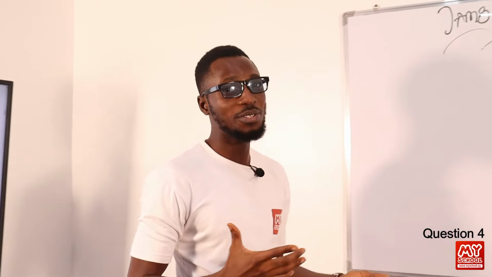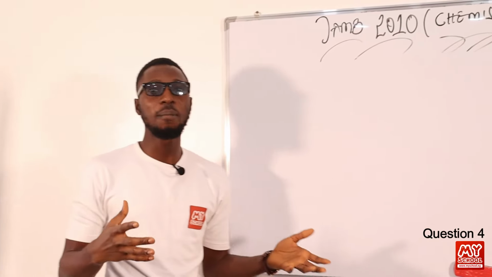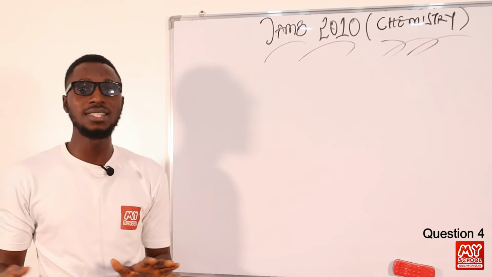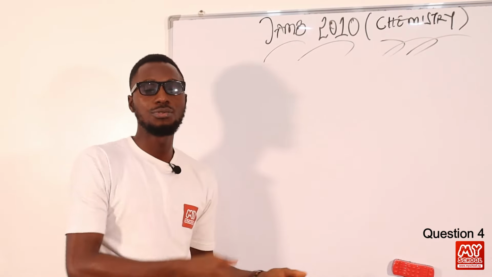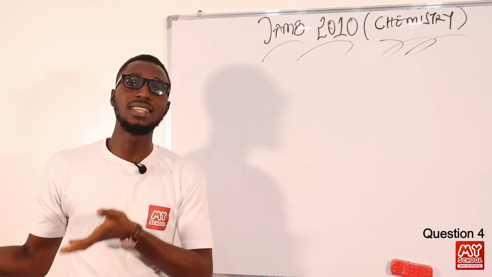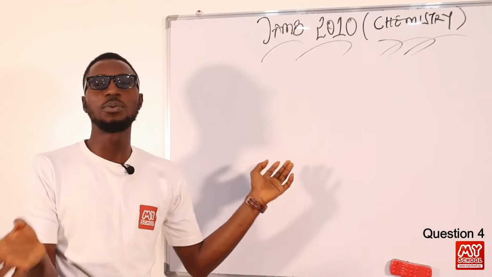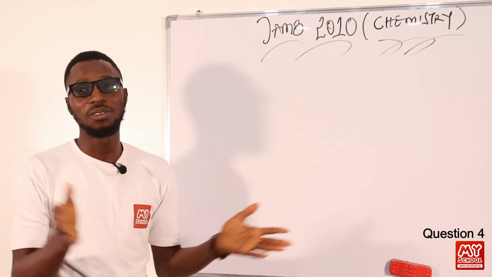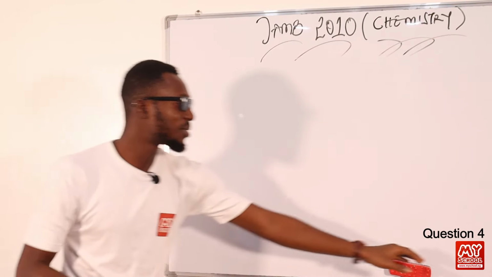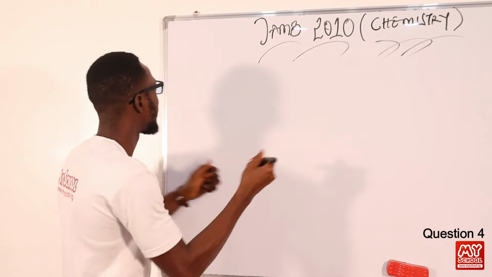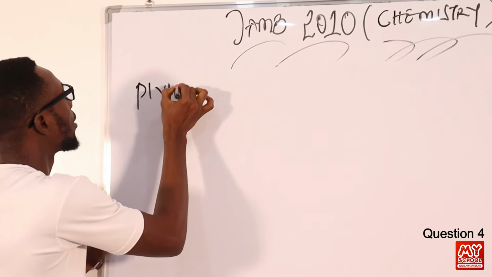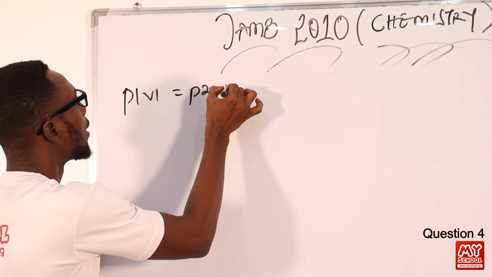So you can recall that Boyle's law states that the volume of a given mass of gas, or a fixed mass of gas, is inversely proportional to the pressure, provided that temperature remains constant. Whichever way you want to take it, pressure or volume first. So this is Boyle's law. You recall this: P1 V1 equals P2 V2.